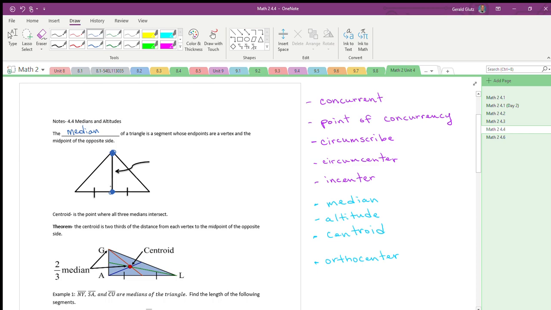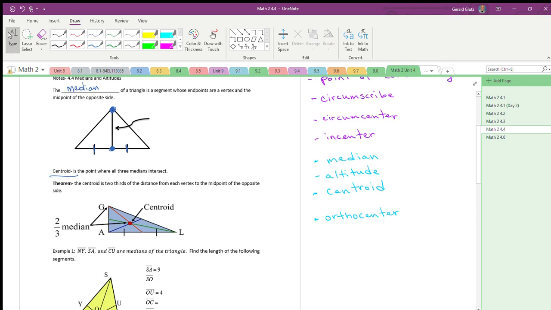As you can see, this is the midpoint because this segment and this segment are congruent. So this point has to be right in the middle. So that's a median. The centroid, that's another vocabulary word. The centroid of a triangle is all of the medians connected to each other.